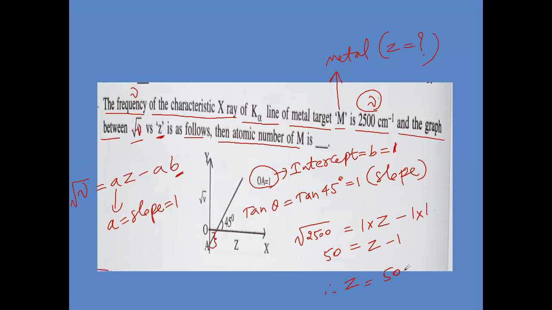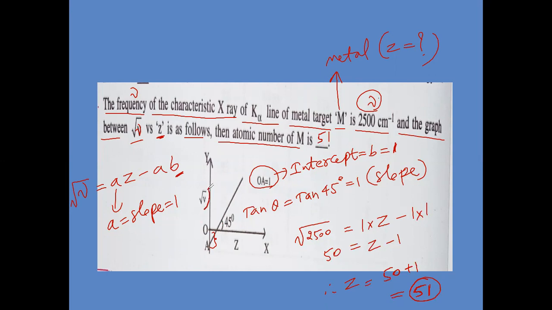50 plus 51, that is 50. So the answer is what now? Atomic number of the element is what now? 50. So like this, atomic number is how much here? Like this we have done. Is the concept clear to everyone?